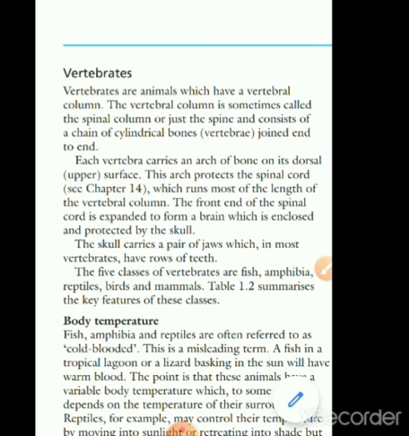So it's about vertebrates. Now you should be clear with the terminology, like what the vertebrates say. Vertebrates are the animals which have a vertebral column among them. The vertebral column is sometimes called the spinal cord, or just the spine, and consists of cylindrical bones. Basically, the vertebral column connects your head to your lower body parts.